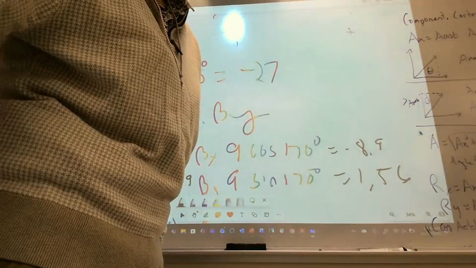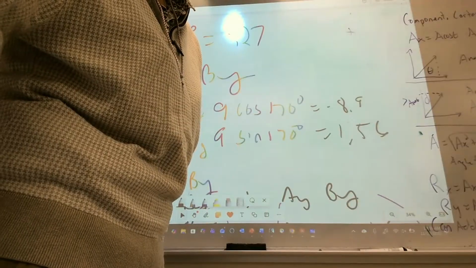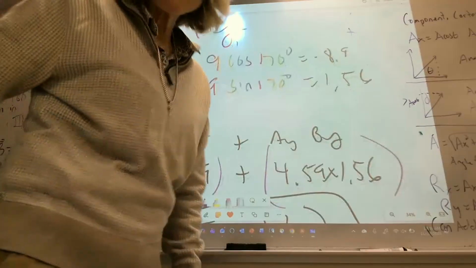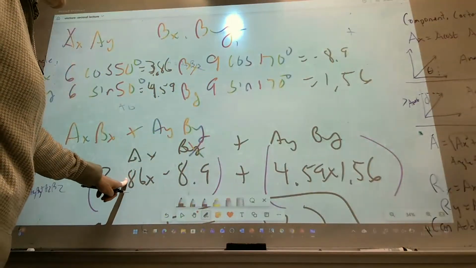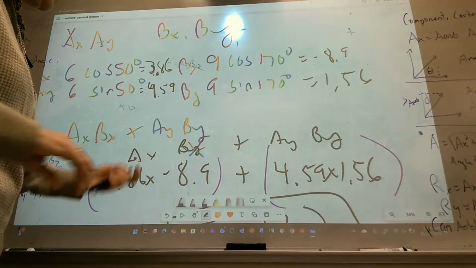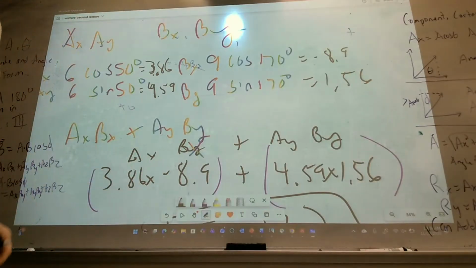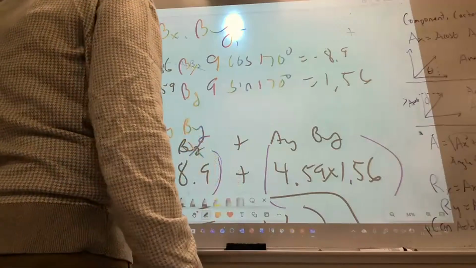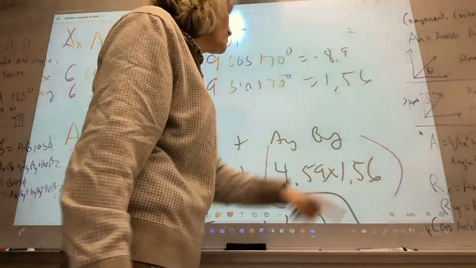Okay, so it's not going to come out exactly the same because we're rounding. But when you multiply the x times the bx, you have 3.86 times minus 8.9 plus 4.59 times 1.56.